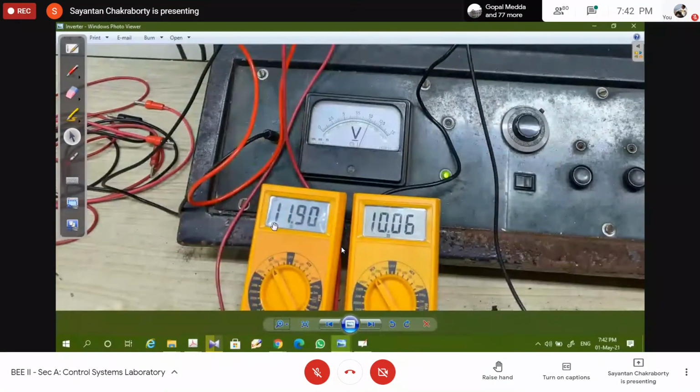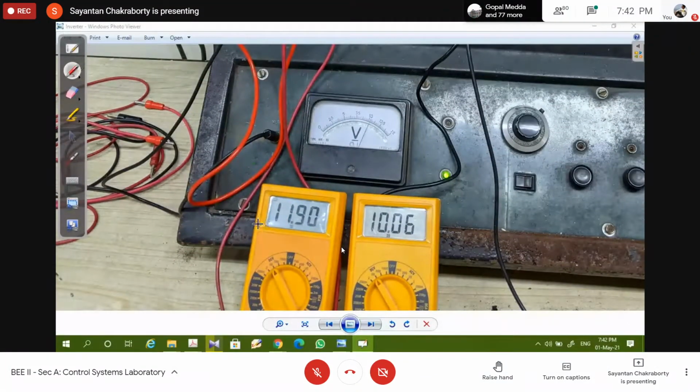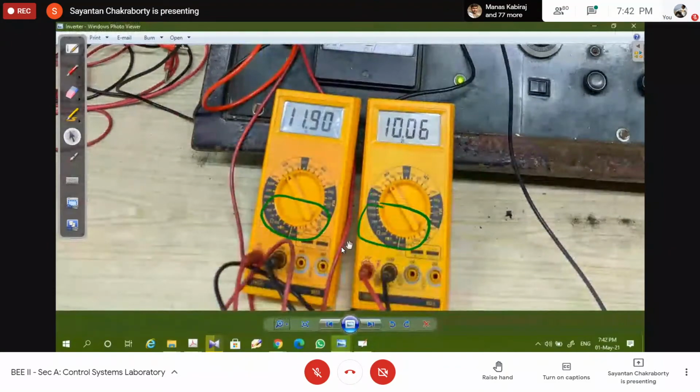So you see, due to some supply problem, the input was like 11.90 volt. So we expect the output to be minus 11.90 volt, but since it is not an ideal inverter of unity gain, it has some gain, so the output will be 10.06 volt. Okay, but it is inverted. It's not showing a minus sign just because of how it is connected. I've put it this way so that it shows plus 10, but the connection is actually reversed. This plus and minus are reversed.